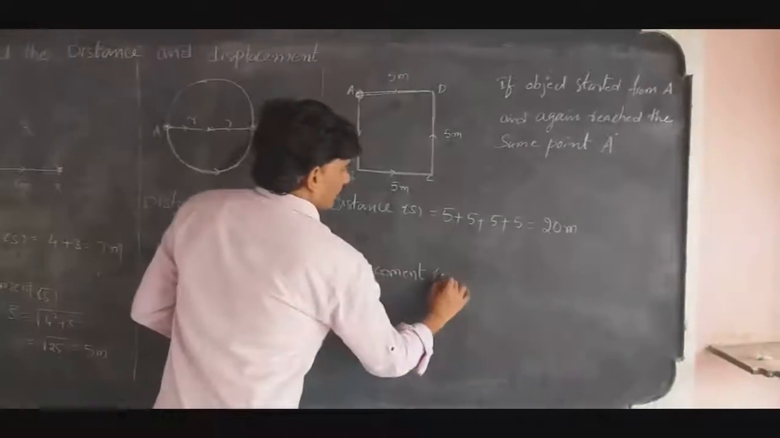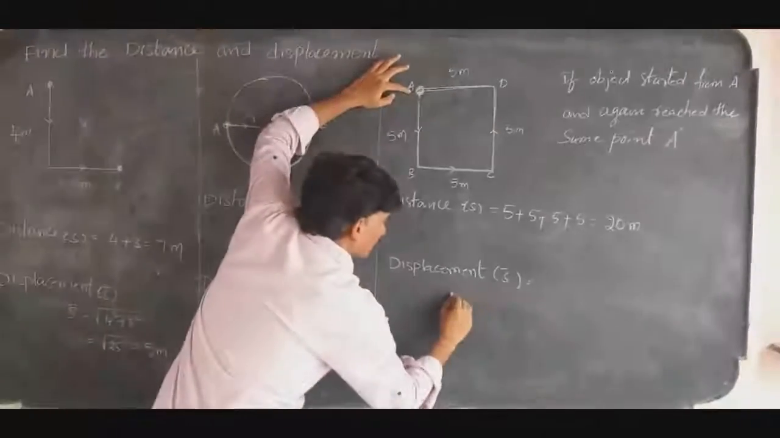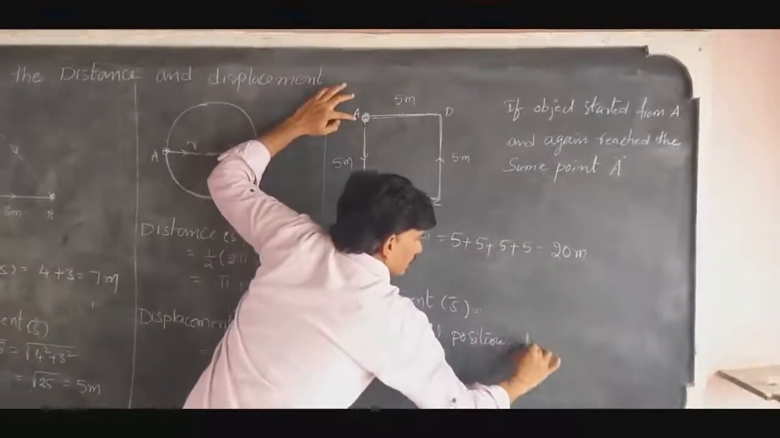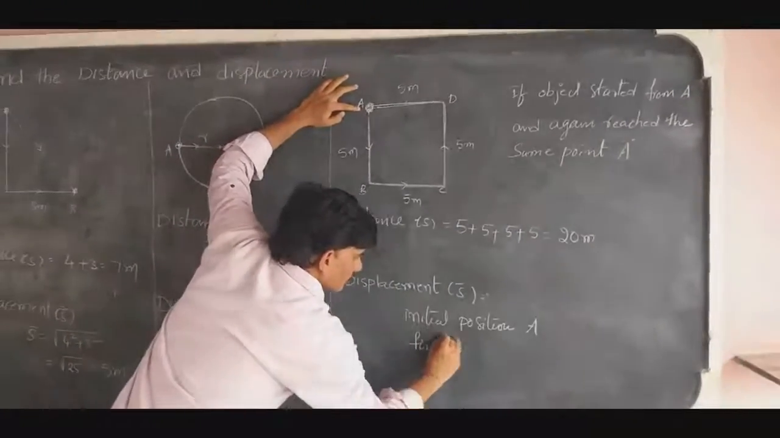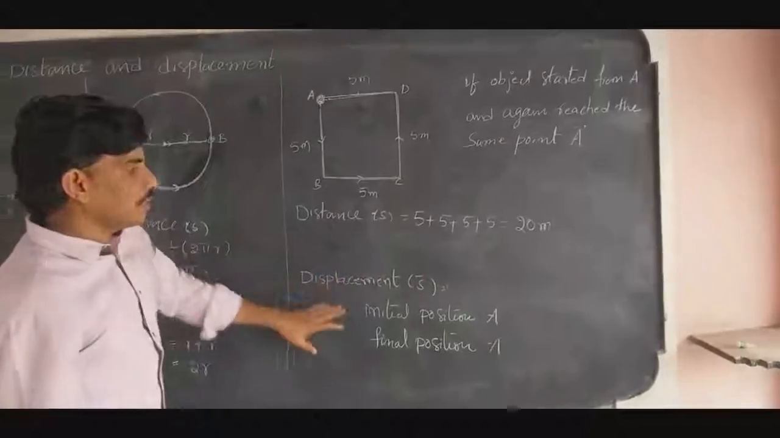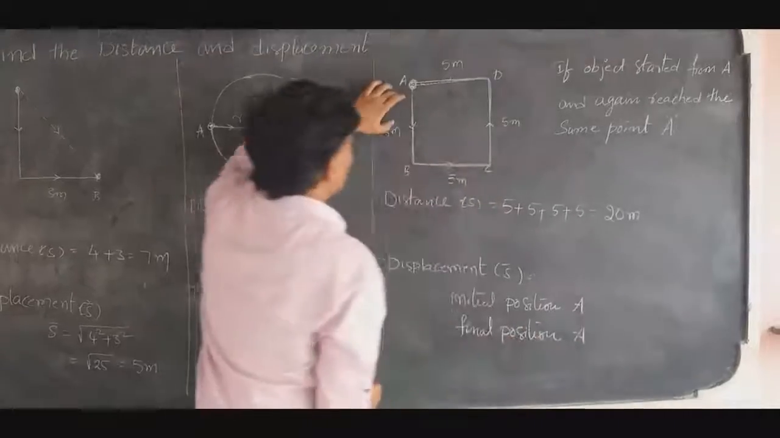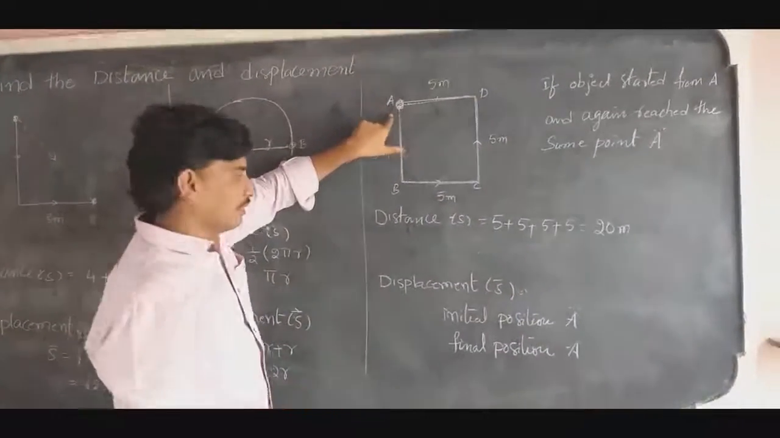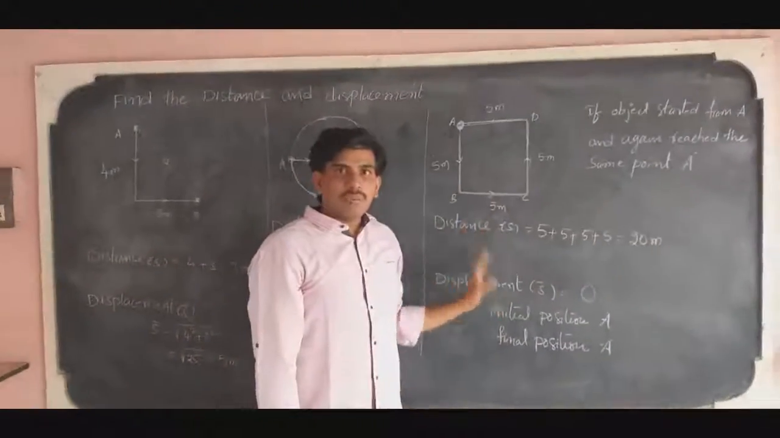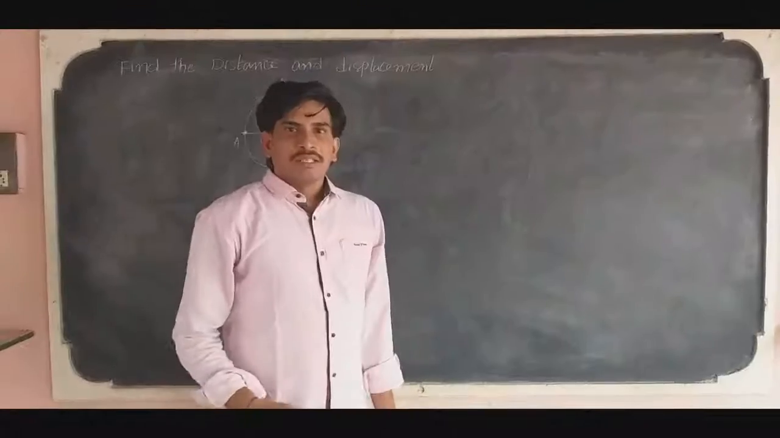Whereas the displacement we observe is where the object started, this is the initial. What is the initial position? What is the final position? It is also A. So in this case, the initial position and the final position are both A only. That's why there is no shortest distance existing between initial and final position. That's why displacement is 0. In every curved path, for one complete round, the displacement is 0. Is it clear?